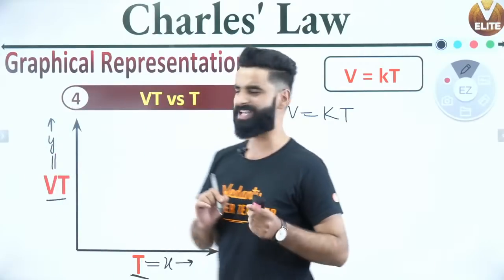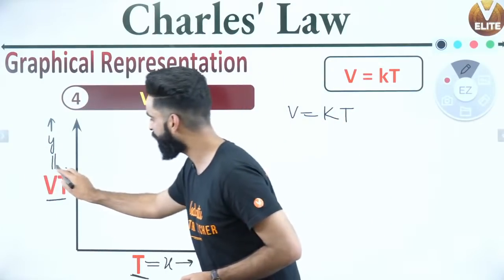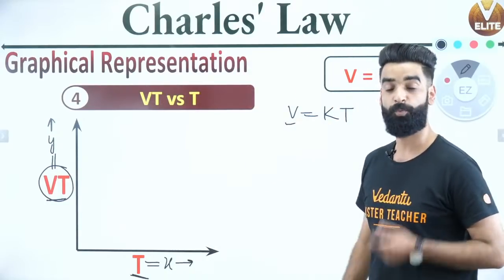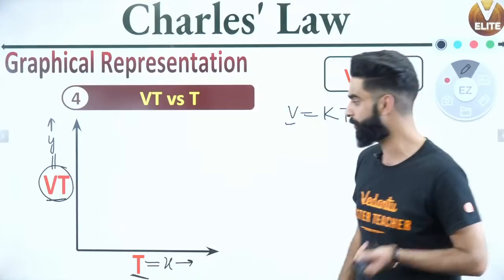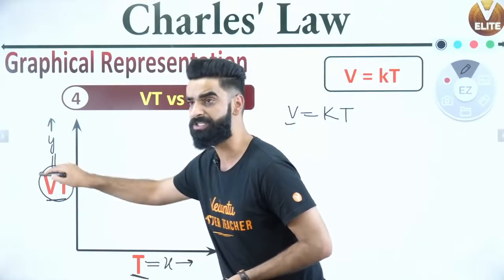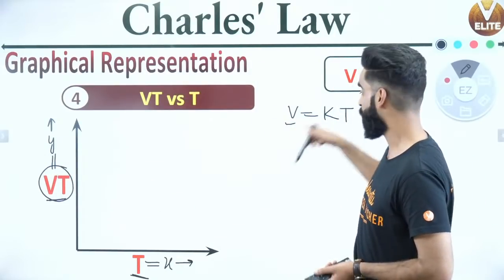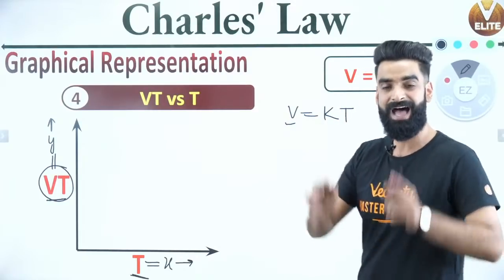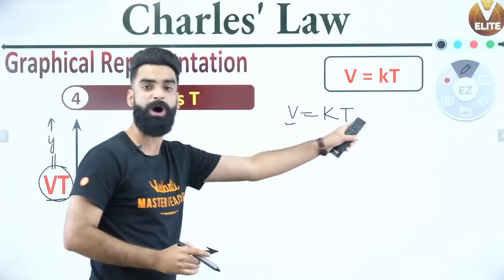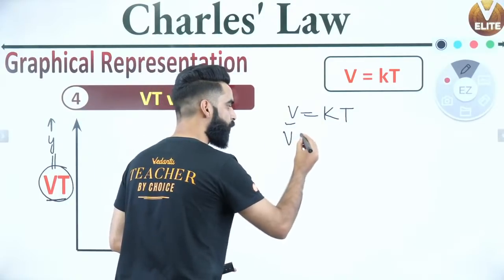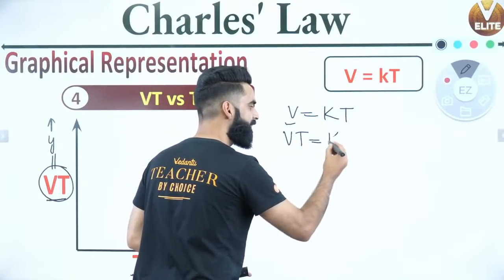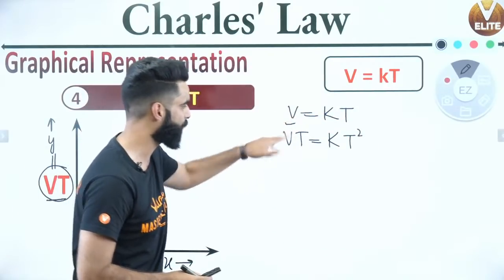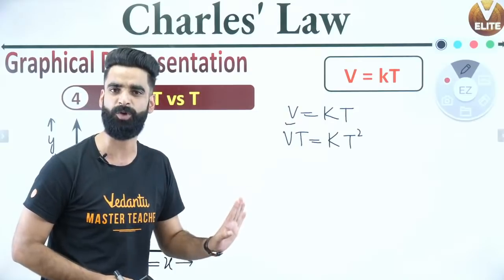But just have a look. Along the y-axis I have got VT, but over here I have got only V. So what am I supposed to do? Can I say I will have to multiply this equation throughout by T? Then only I'll get VT over here, and this is going to be KT square. I have just multiplied this equation by T. That's all I've done.